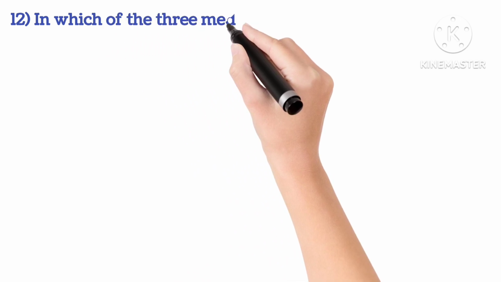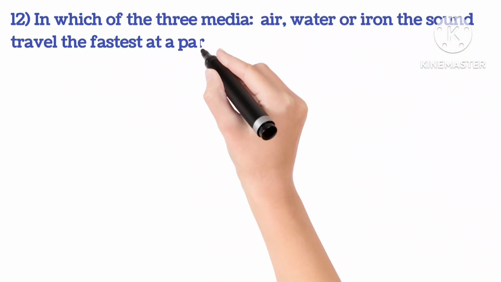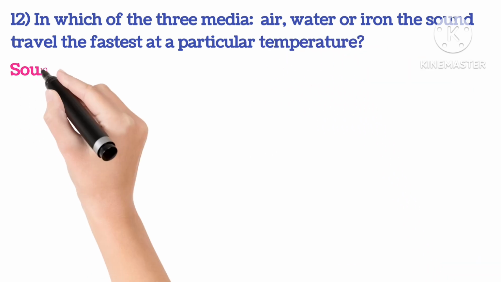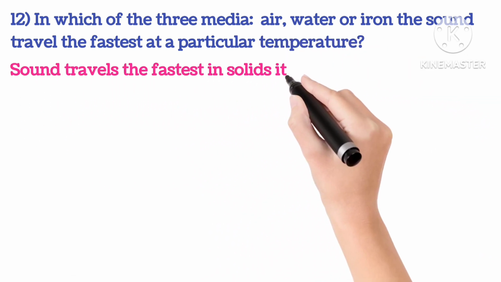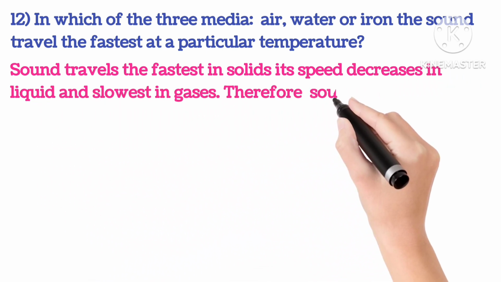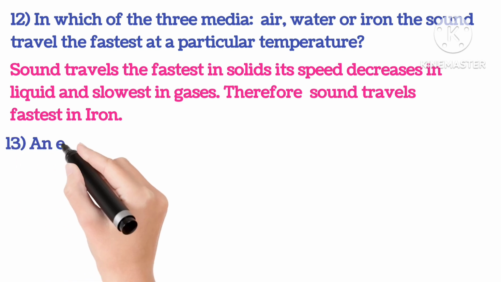12th, in which of the three media, air, water or iron, does sound travel the fastest at a particular temperature? Sound travels fastest in solids, its speed decreases in liquids and is slowest in gases. Therefore, sound travels fastest in iron.